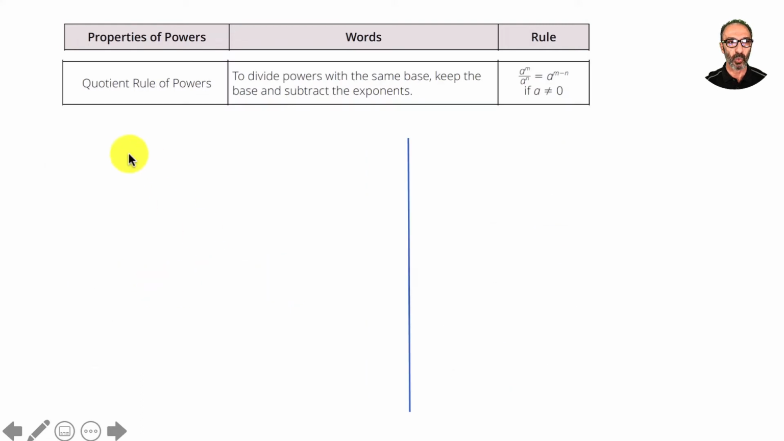The next rule says quotient rule of powers. So if you divide a to the power m over a to the power n with the same base, you keep the base. One more time, keep the base, or keep the change.